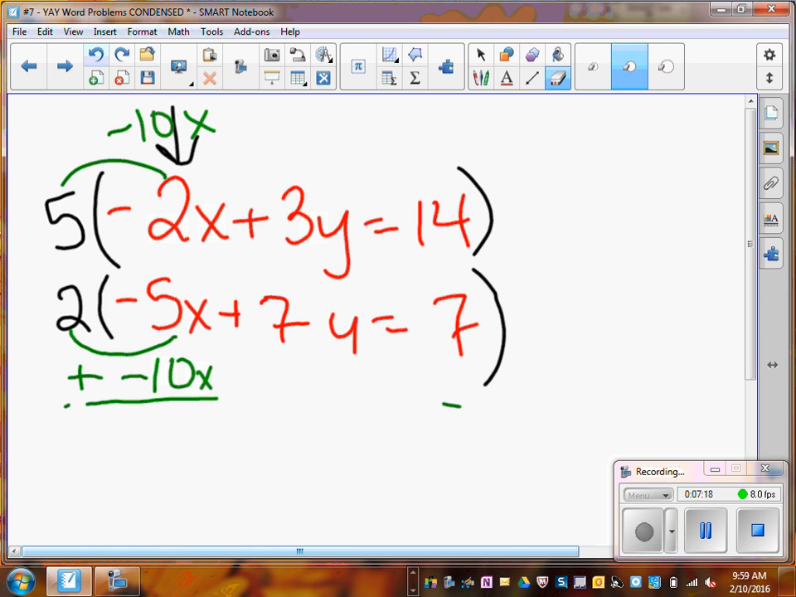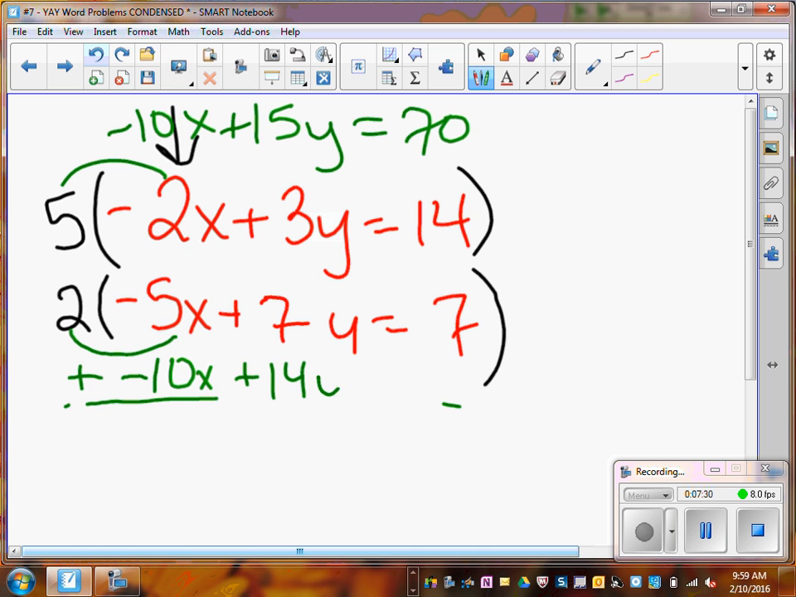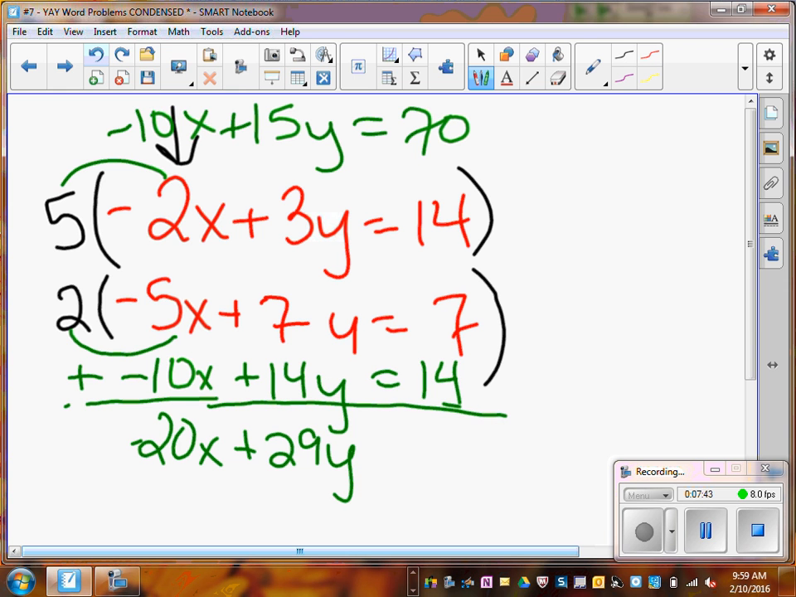Because if I added this all together, let's actually go ahead and do this. If I were to multiply this out, I'd have 15y, 70, and this would be 14y. If I were to add my greens together, I would get negative 20x plus 29y equals 84. And did that help me solve for a variable? I still have x and y. I'm trying to get rid of one of them. So I need one of them to be positive and one of them to be negative.